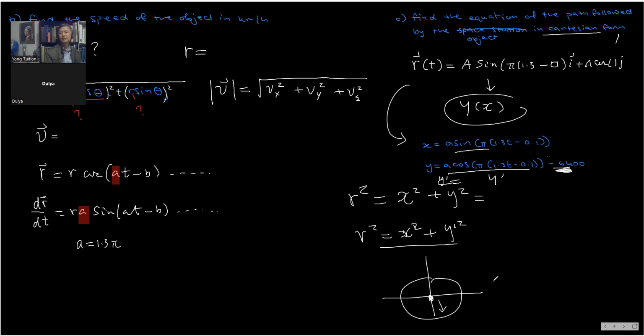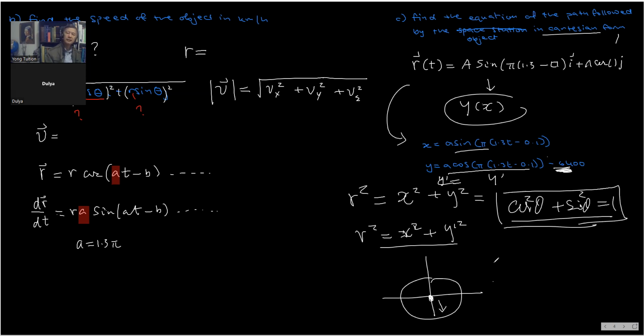It's a circle, no doubt. It's a circle because cosine squared theta plus sine squared theta equals unity. You agree? In this way you can eliminate the t. This theta is equal to this strange number, you can see pi and 1.3. Do you understand? So, done.